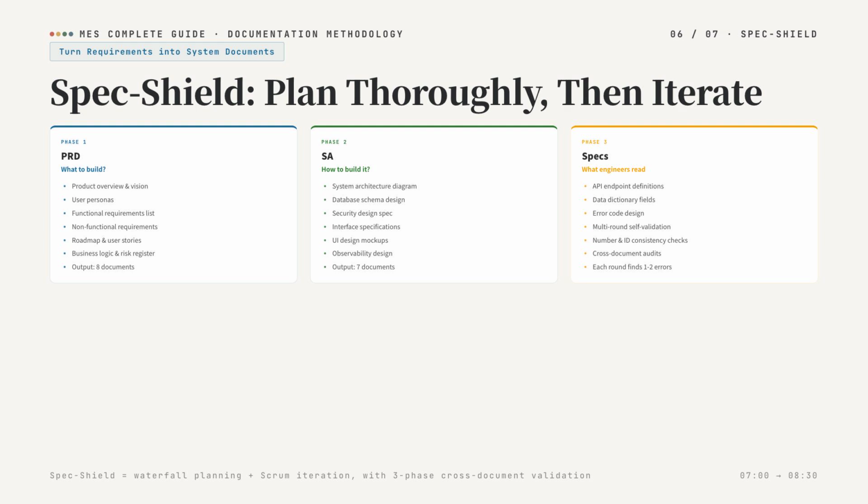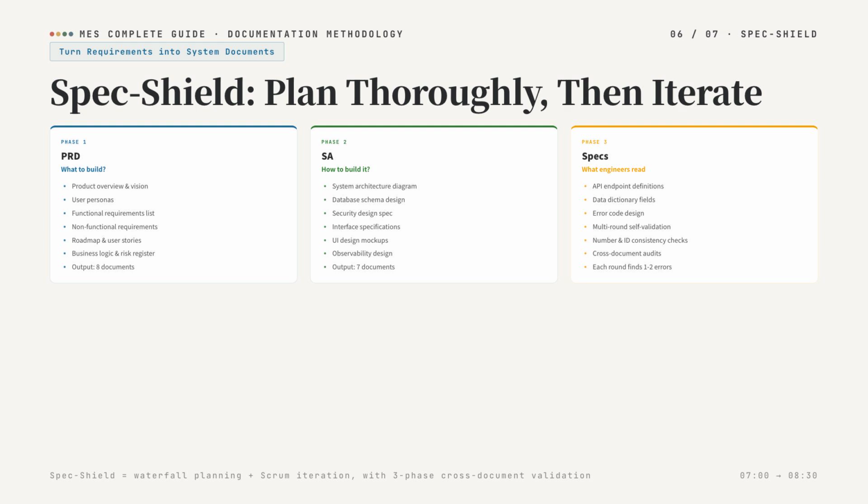It produces documents in 3 phases. Phase 1, the Product Requirements Document, or PRD. This phase answers 3 questions: who will use the system, what features are needed, and what does success look like. You will produce 8 documents: product overview, user personas, functional requirements, non-functional requirements, roadmap, user stories, business logic, and a risk register. In plain English, Phase 1 turns what is in your head into black and white specifications.